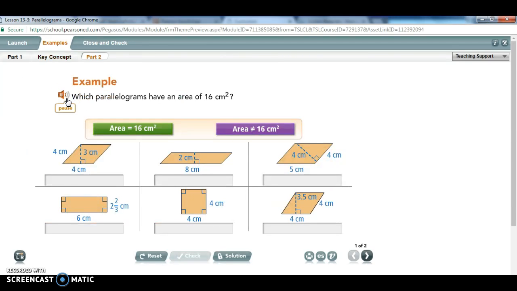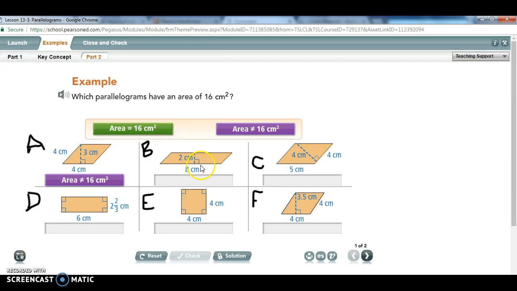Which parallelograms have an area of 16 square centimeters? So what I've done, just like the last ed puzzle, is labeled these A through F. And I want you to tell me first if you think it's 16 centimeters squared or if it's not 16 centimeters squared. And then I will share the answer when you're done. Our base for A is 4. Our height is 3. This number right here on the diagonal is just there to throw you off. So 4 times 3 is 12. This is not 16 centimeters.